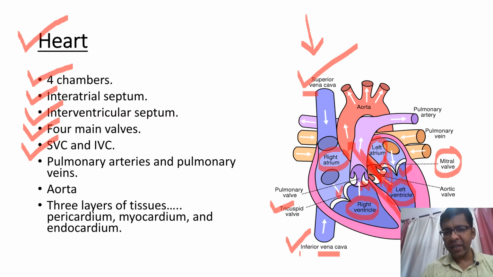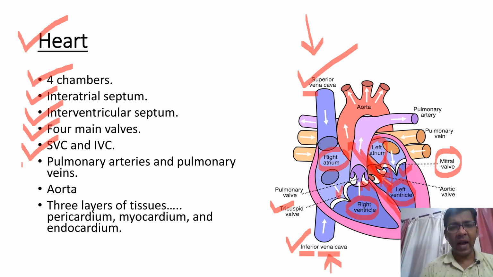As the name suggests, inferior vena cava brings deoxygenated blood from the lower part of the body to the heart. So the lower part of the body sends its blood to the heart via the inferior vena cava.